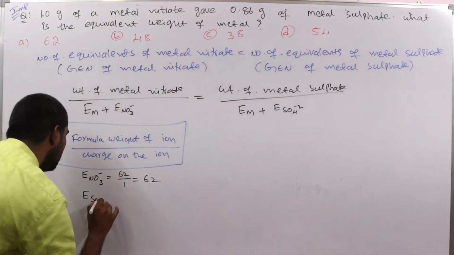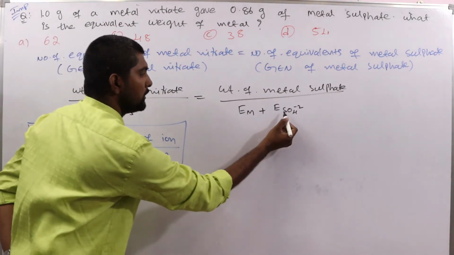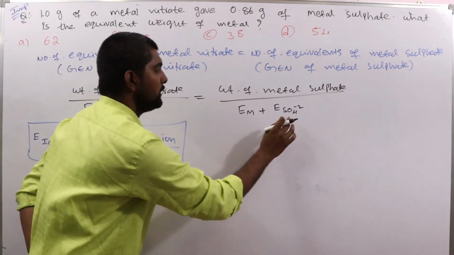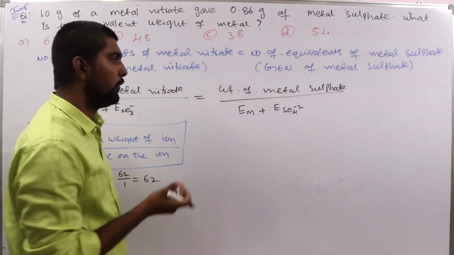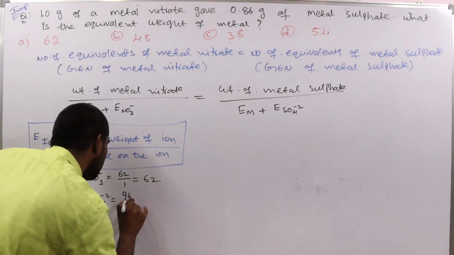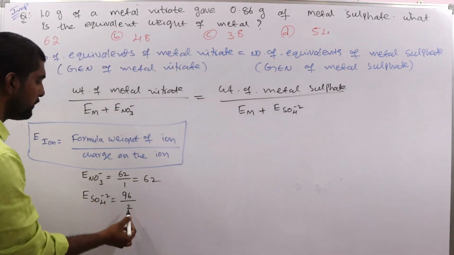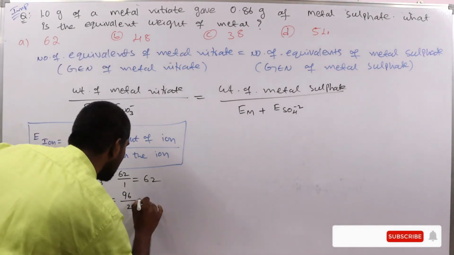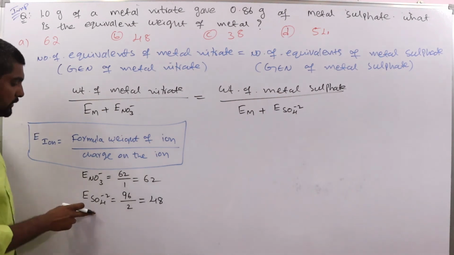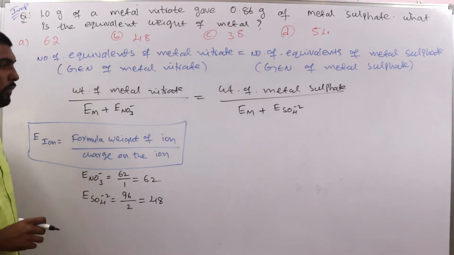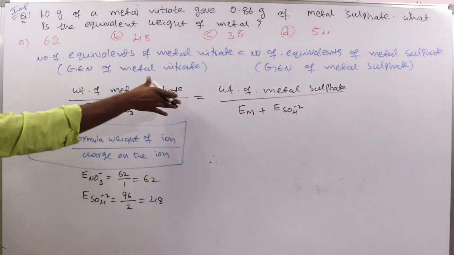In the same manner here, equivalent weight of sulfate ion equal to formula weight of the sulfate ion. Sulfur atomic weight 32 plus we have 4 oxygens, so 4 into 16. So total how much? 64 plus 32, 96 by charge on the ion, how much? 2 units. We only have to take the magnitude, don't take the sign. So here how much is it? 48. So equivalent weight of sulfate is equal to 48. Now therefore I will substitute here from this formula.